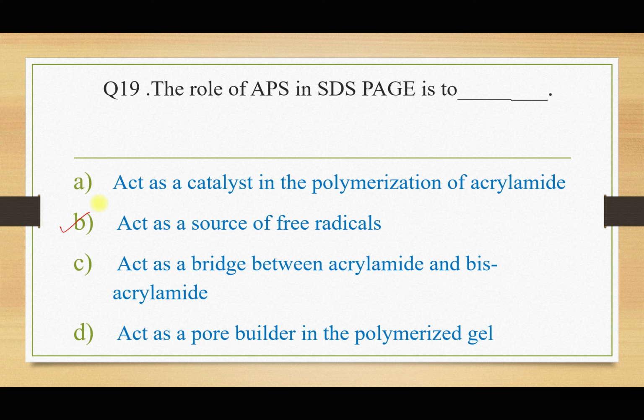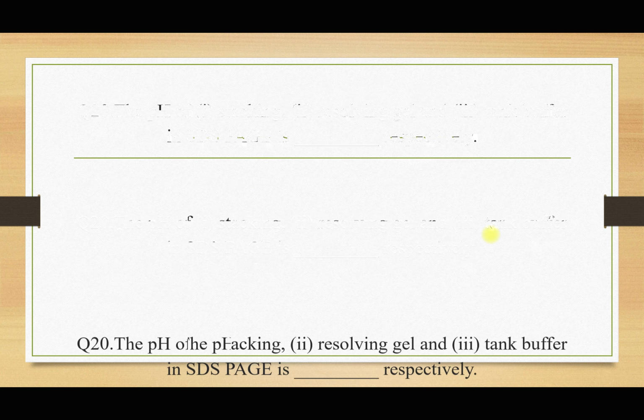It is an oxidizing agent and it is often used with another agent which is TEMED. TEMED stands for tetramethylethylenediamine. It catalyzes the polymerization of acrylamide and bisacrylamide so that the polyacrylamide gels are prepared for the electrophoresis. The question number 20.